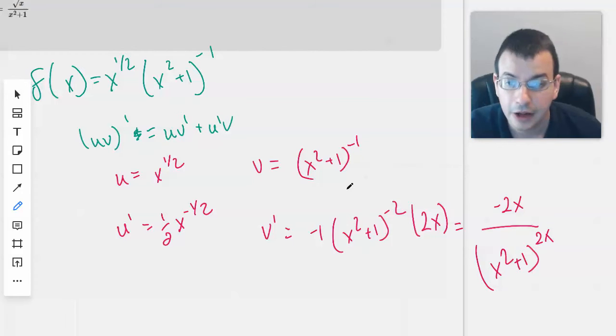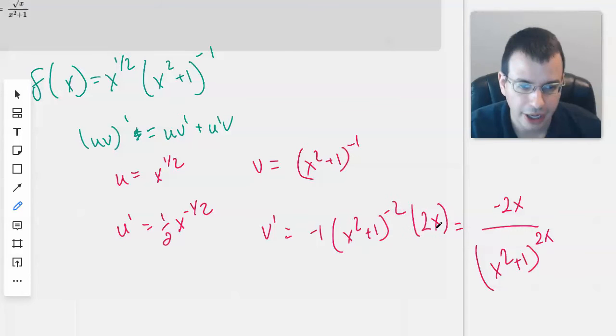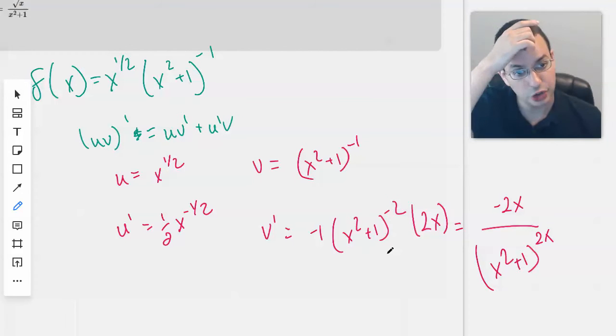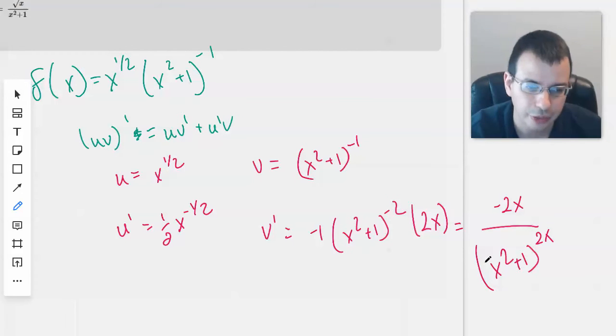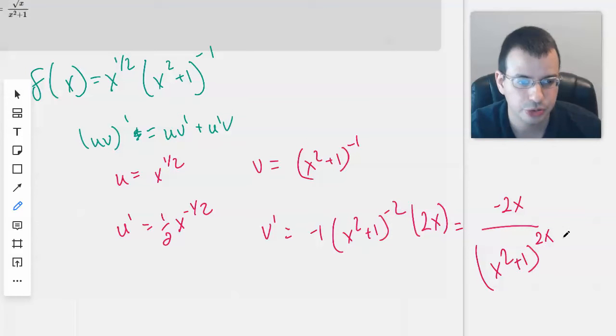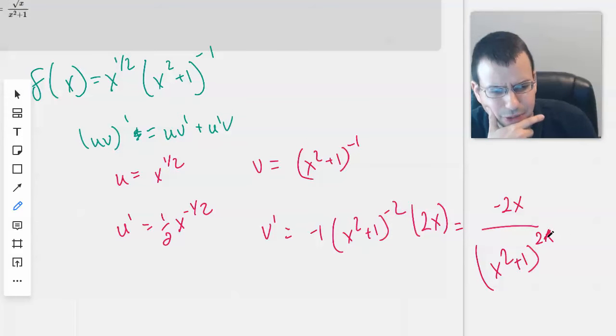Okay, x squared plus 1. So we do the power rule to bring that down. The exponent comes down to negative 2, and then we multiply by the interior chain rule. Then we have x squared plus 1 on the bottom to the 2. I don't know why I have an x up there. Probably don't need that x.